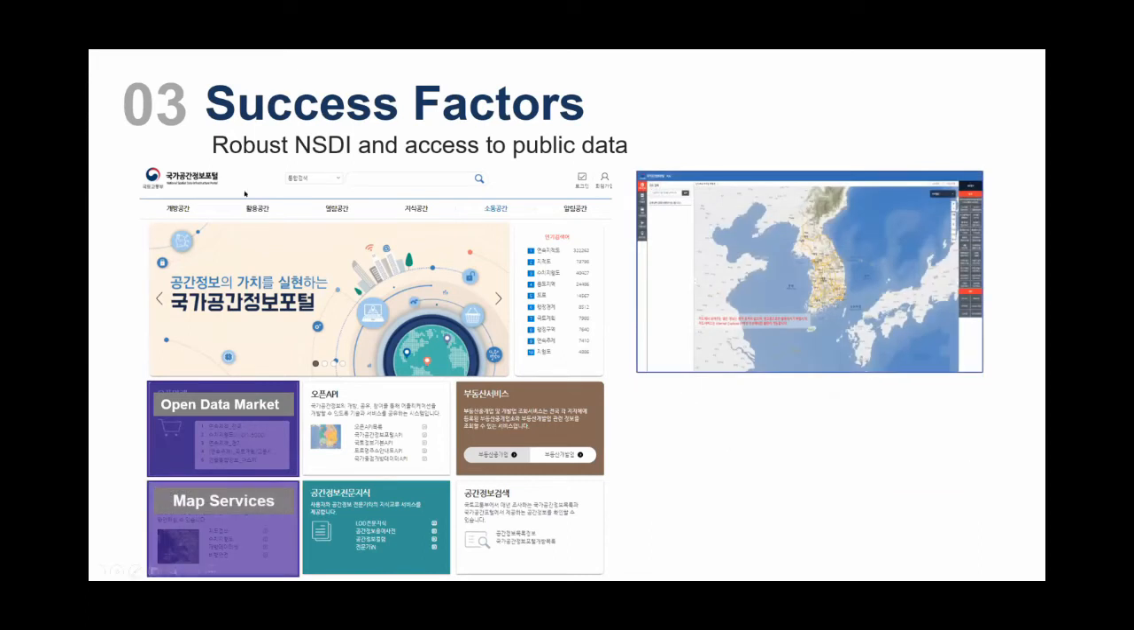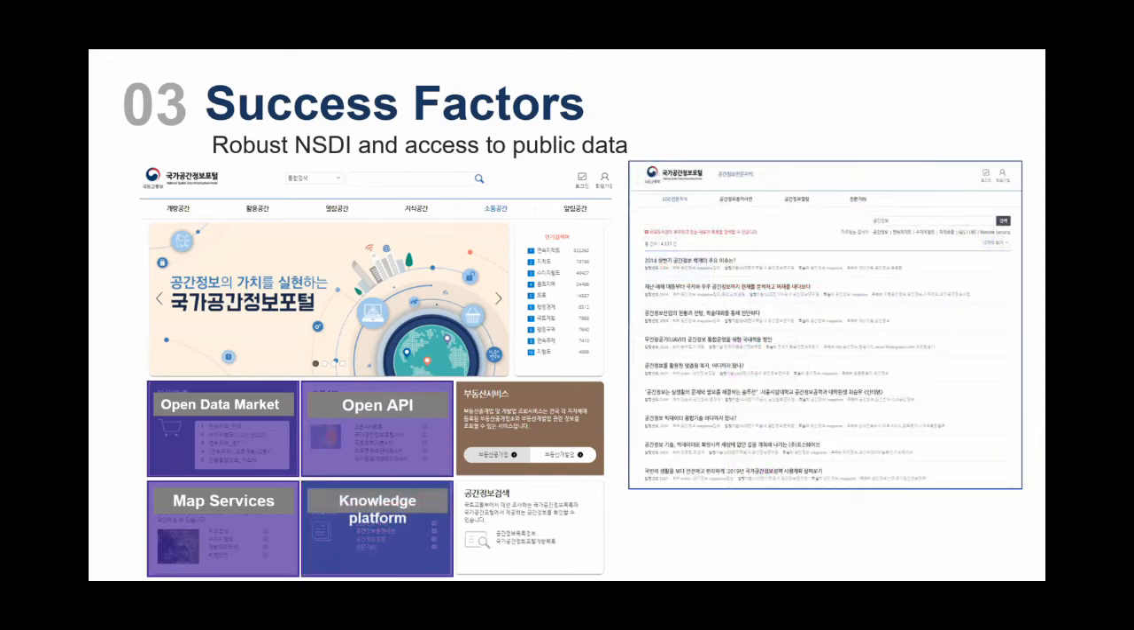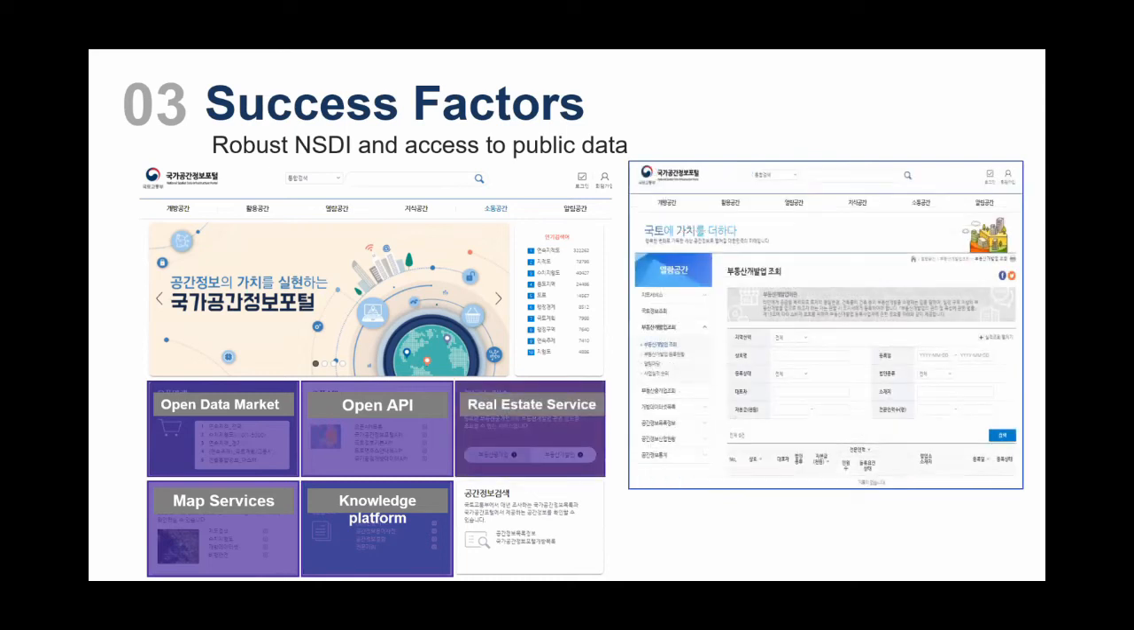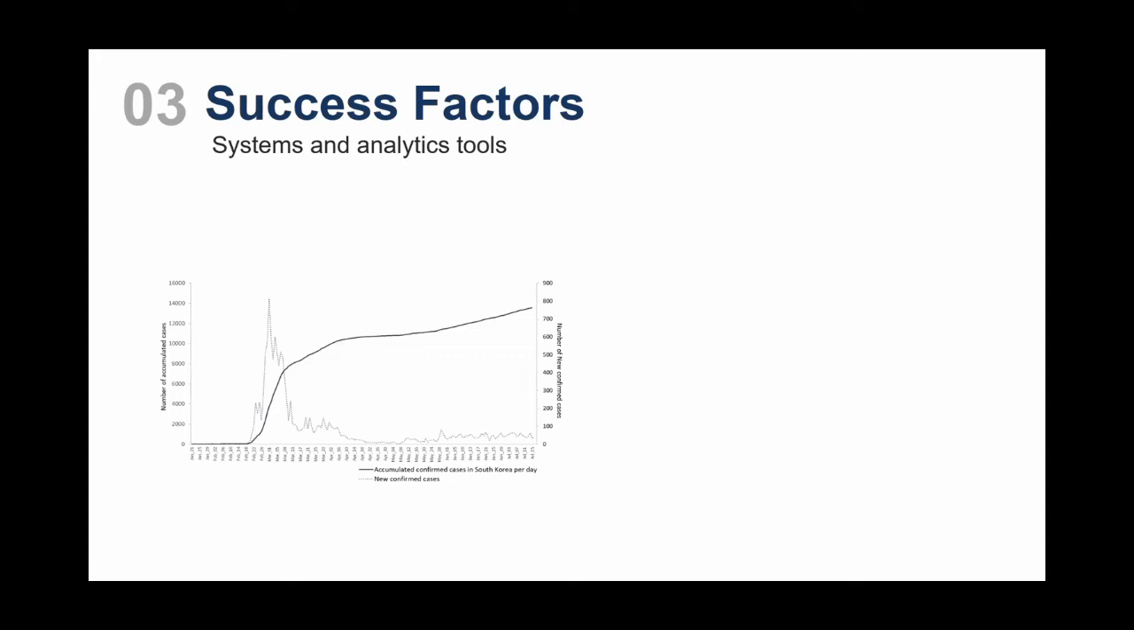Then you have other services, map services, such as 3D geospatial information data. You also have open API. You also have other knowledge platforms. When people upload some questions about some geospatial information, how to get access to some data, those are the knowledge platforms provided from the NSDI portal. We also have the real estate service portal and other search engines. So because we have this open data policy, we could launch this NSDI portal, in which different communities and individuals could get access to the basic geospatial information.